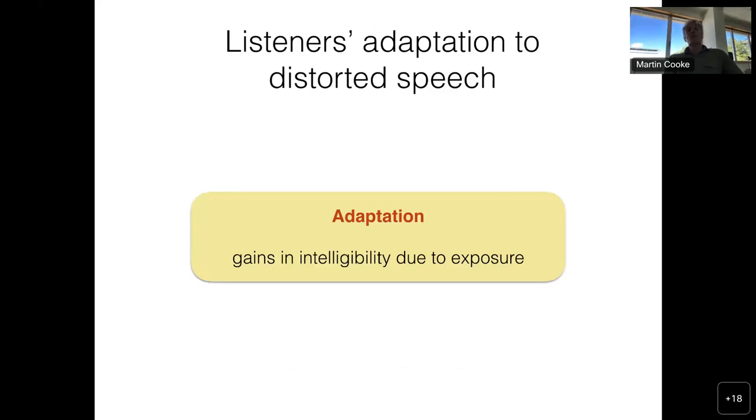Okay, so now what I want to do is to look at some of the behavioral studies that we've carried out there, looking at distorted speech. And in particular, we're looking at adaptation. And adaptation has a simple definition. It's just, what are the gains in intelligibility due to exposure? So you typically measure performance, for instance, on a sentence task at the beginning, and you compare it with the end of a block, let's say, of 30 or 40 or 50 sentences, and look at what the gain is in that situation.